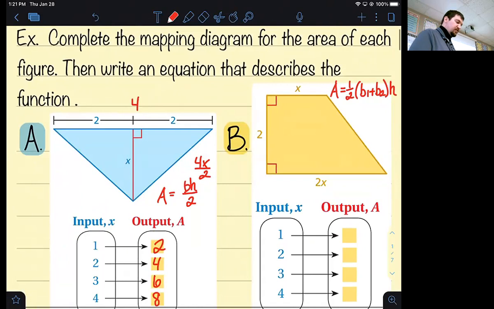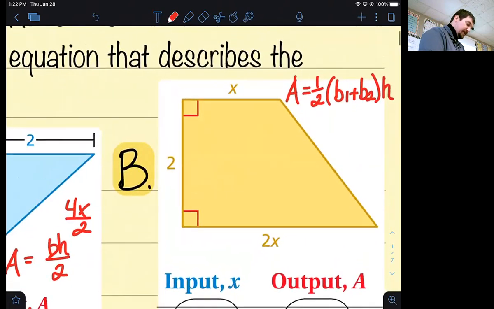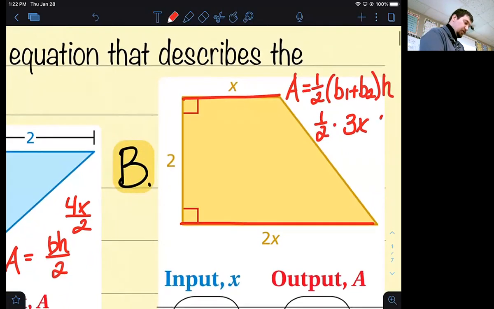So the way I remember the trapezoid formula is it's just like the triangle formula. It's almost identical. The triangle formula is 1/2 times base times height, and the trapezoid formula is 1/2 times bases times height. Like you have to add the 2 bases together. There's 2 of them in a trapezoid versus only having 1 in a triangle. So my bases are x and 2x, so 3x. My height is 2.